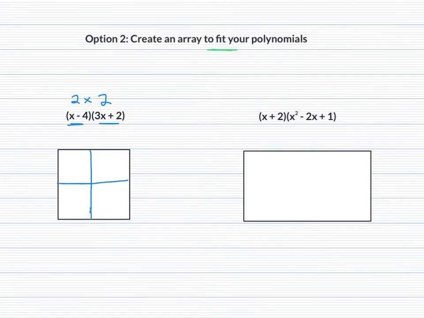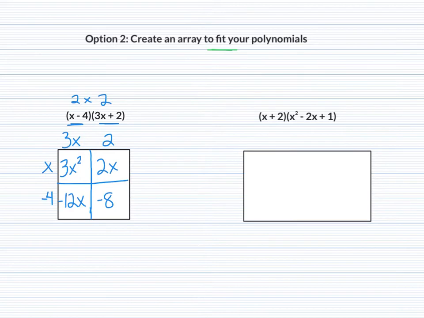So I'm going to write the first one right here, x and -4. And the other binomial we have is 3x and 2. So I'm going to multiply 3x times x, 3x squared, 2 times x is 2x, 3x times -4 is -12x, and 2 times -4, -8.